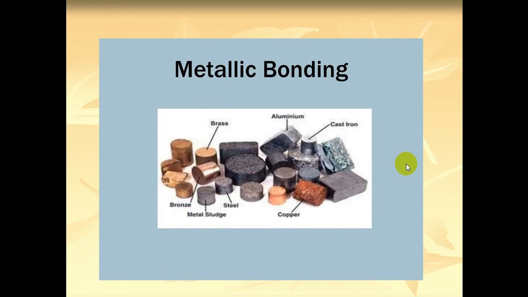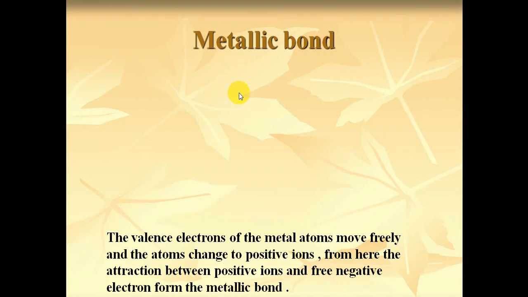This is the third kind of bonds we will speak about in this chapter, chapter 22. As we see here in the picture, we have different types of metals like brass, aluminum, cast iron, copper, steel. They all are examples of metals. So let's see what is a metallic bond.